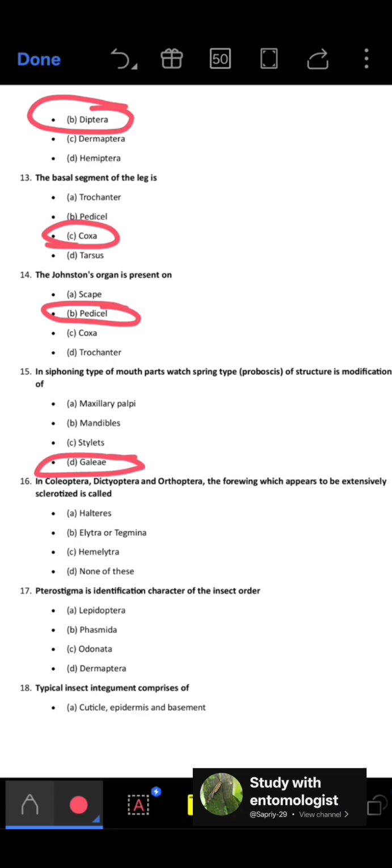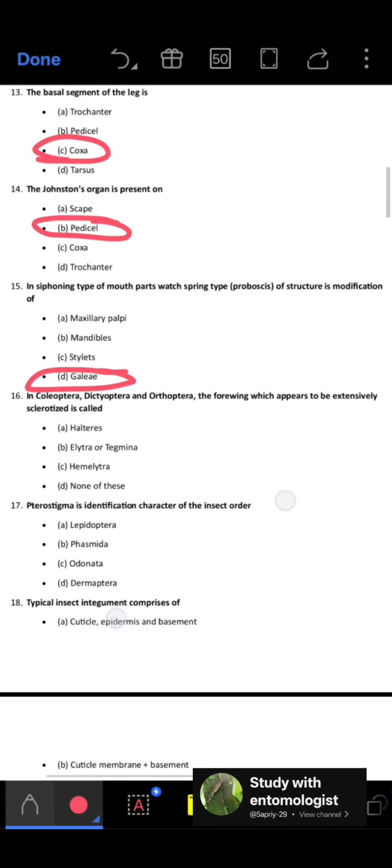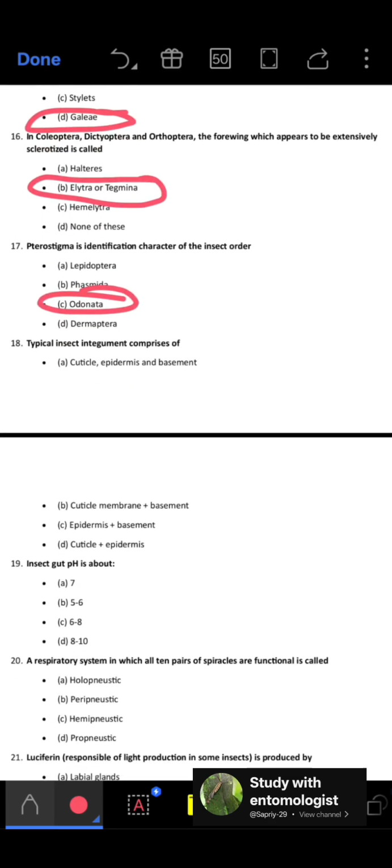Next is, in Coleoptera, Dictyoptera and Orthoptera, the forewing which appears extensively sclerotized is known as? So these are known as elytra. Next, pterostigma is an identification character of which of the insect orders? So in Odonata it is present very characteristically. Next is, typical insect integument comprises of? So in insects, cuticle, epidermis and the basement membrane, all these are present.